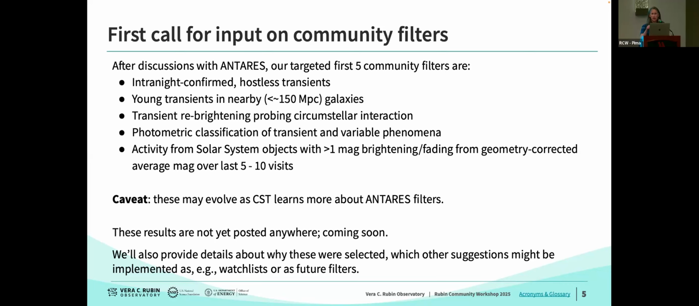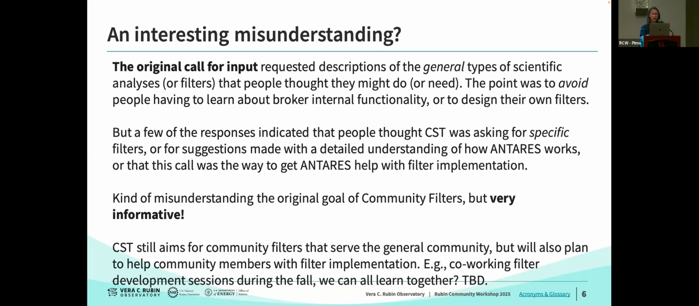This might evolve as we get to the point of actually implementing these in Antares and as we learn more about how Antares works. This list is not posted anywhere yet. It's coming soon. I'll put it up on the community forum. And when I do, it'll come with details about why these ones were selected, what other suggestions came in, and what other implementations we envision for things that we didn't select. So you'll get some more information about this.